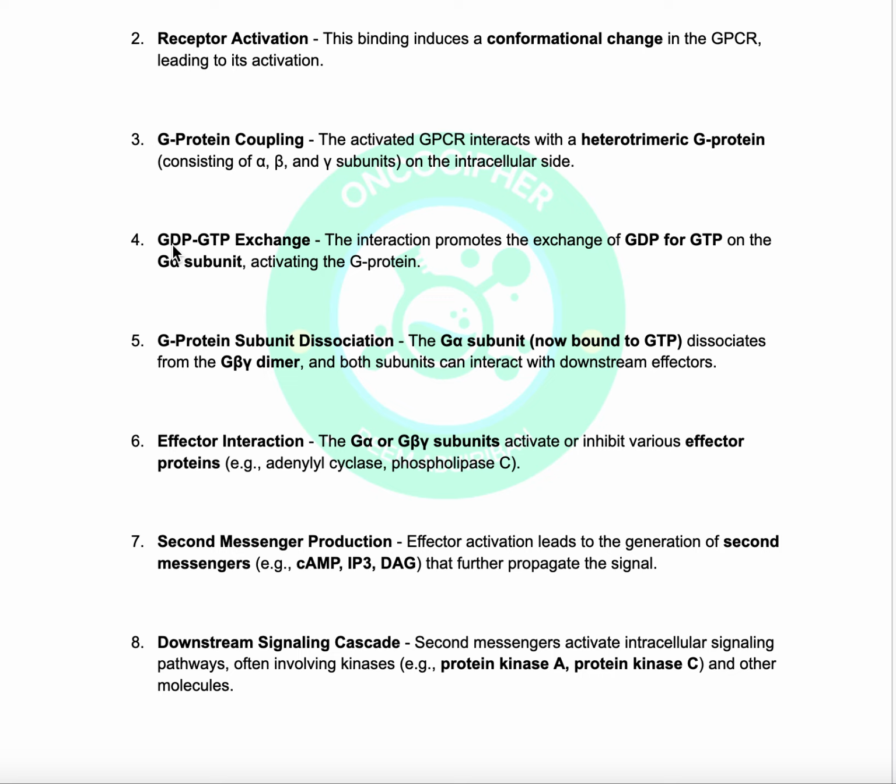So the first activation happened on the alpha subunit, and then once the alpha subunit of the G protein binds to the GTP, it dissociates from the gamma and beta subunits, and then effector interaction happens. The G alpha subunit or the G beta gamma subunit activates or inhibits various effector proteins, whatever the action is, maybe activation or inhibition, leading to adenyl cyclase and phospholipase C.